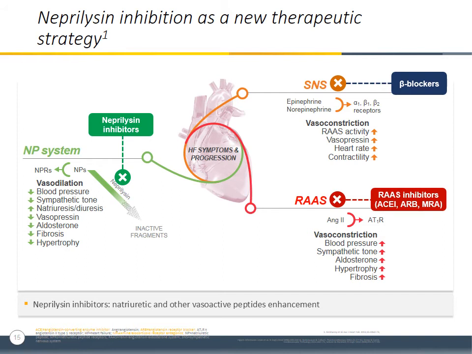And neprilysin inhibitors are also important. Neprilysin inhibitors enhance natriuretic and other vasodilative peptides. So this is the very classical and modern way for treatment of heart failure.